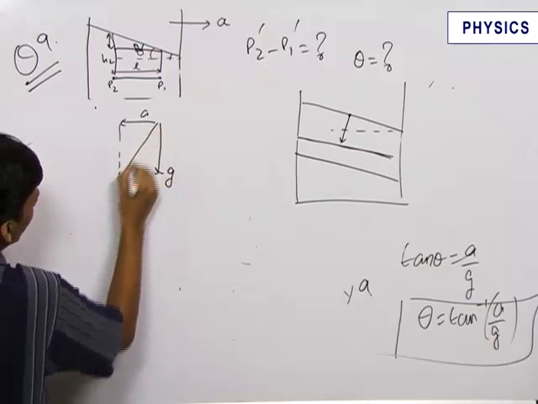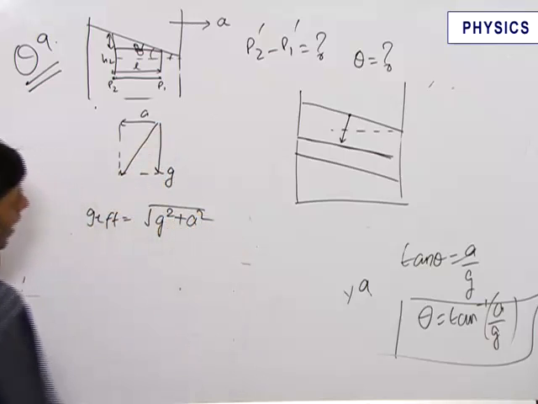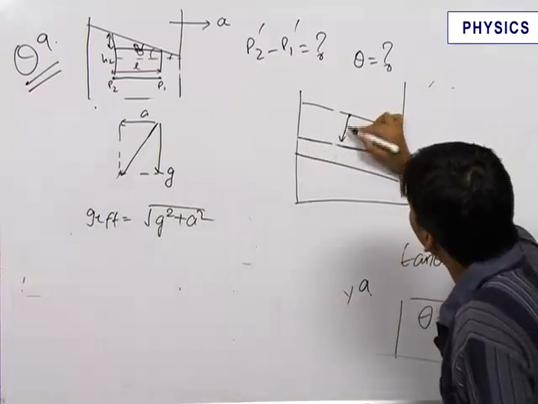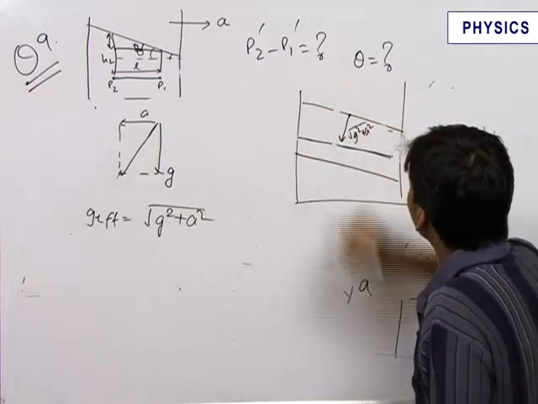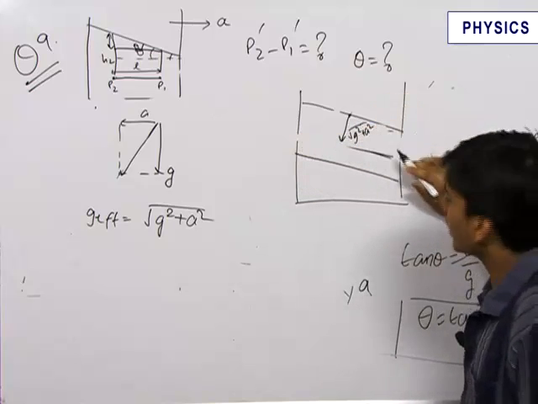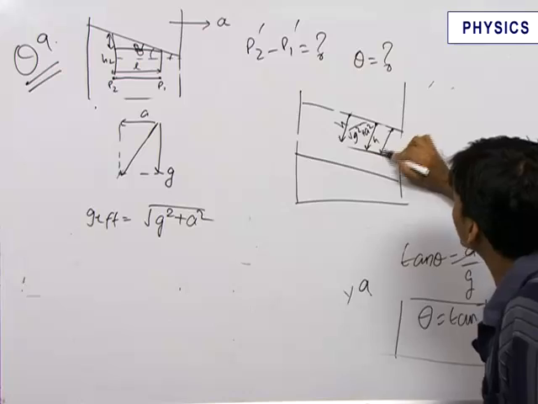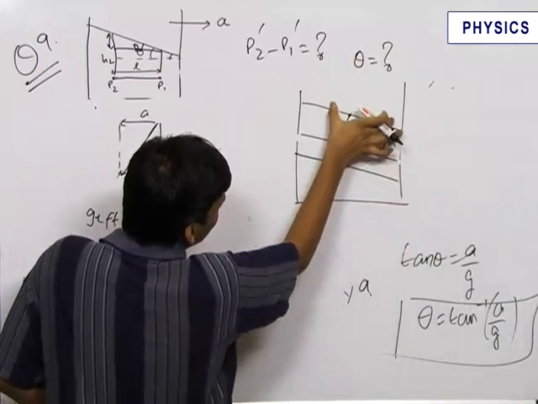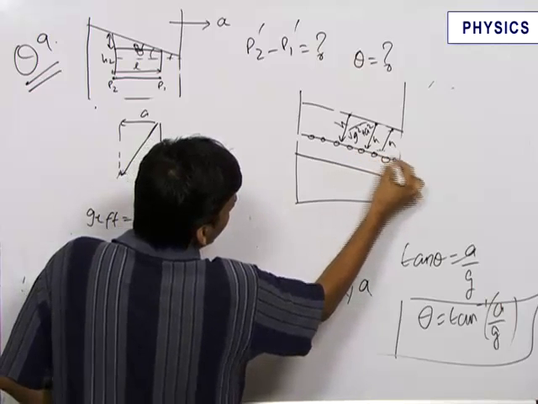So, we always find g effective. G effective was equal to root over g square plus a square, and its direction is found in this fashion. So, the g effective came out in a direction perpendicular to the surface, and its value is equal to root over g square plus a square. So, we can now apply the old formulas like this. In a direction perpendicular to the surface, if we move a height h from here, or a height h from here, that is at the level which is at a parallel distance of h from the surface, the pressure at all of these points will be the same.